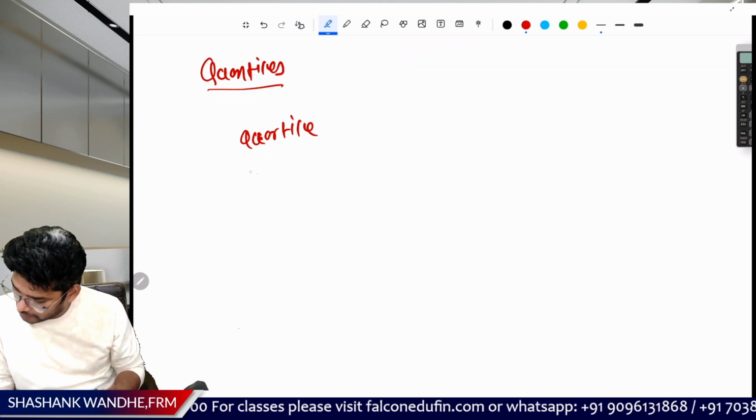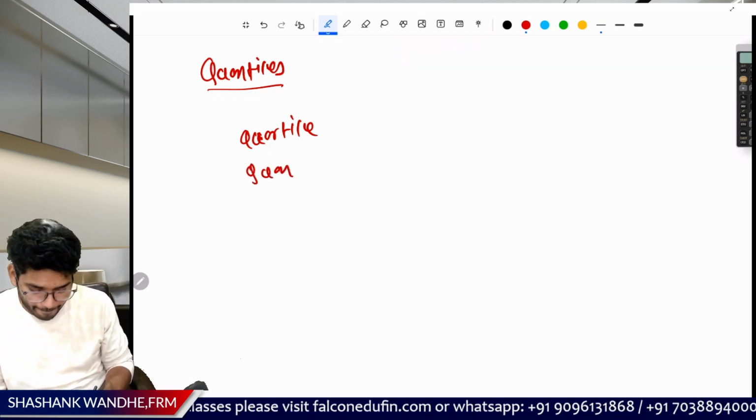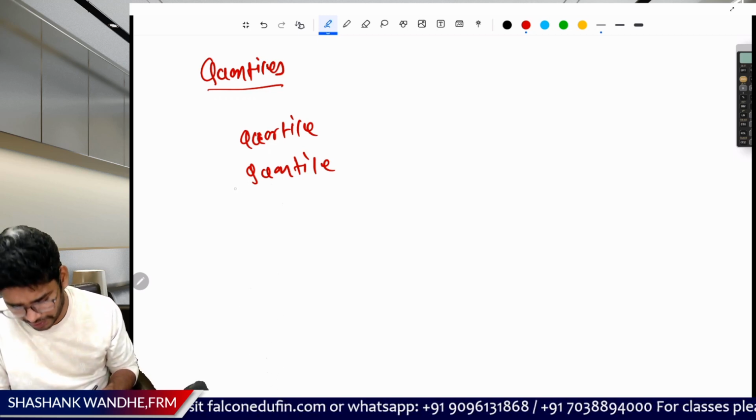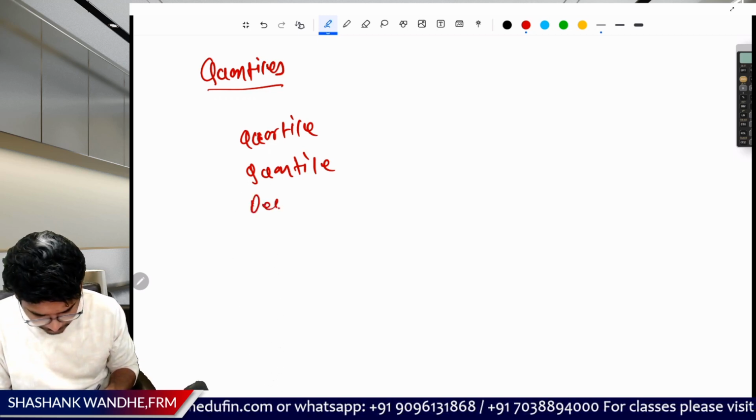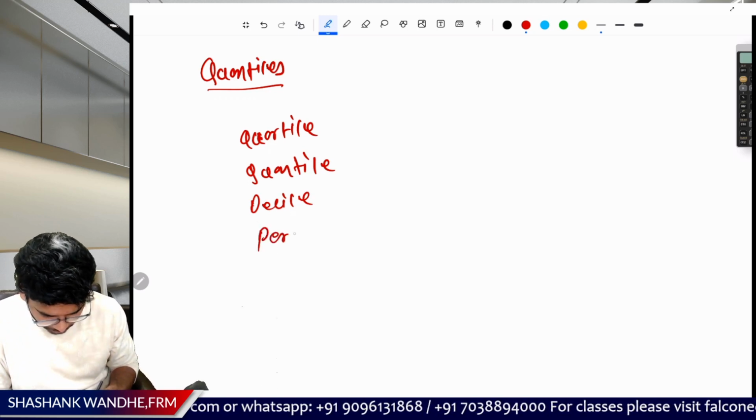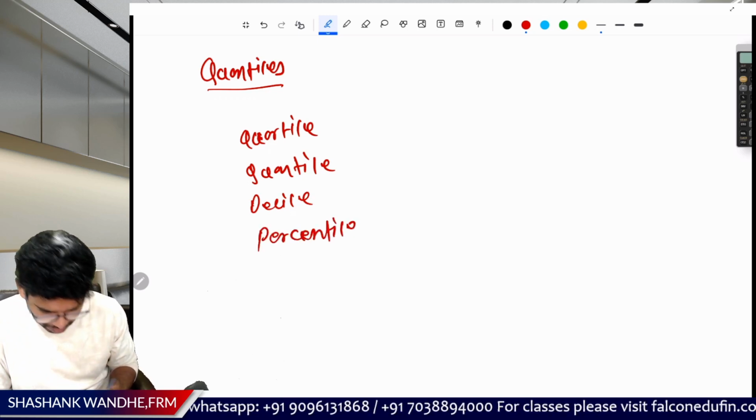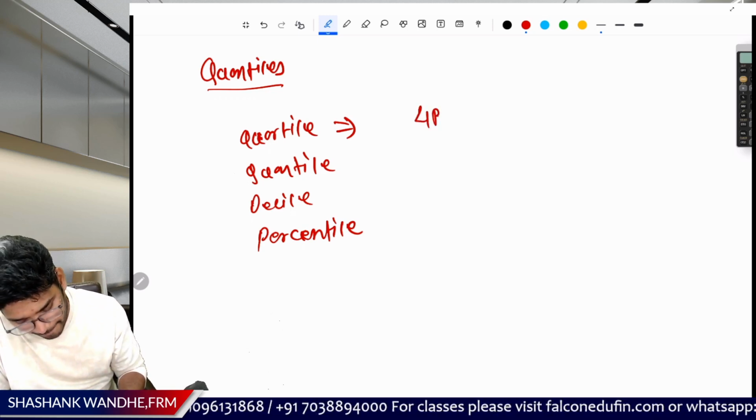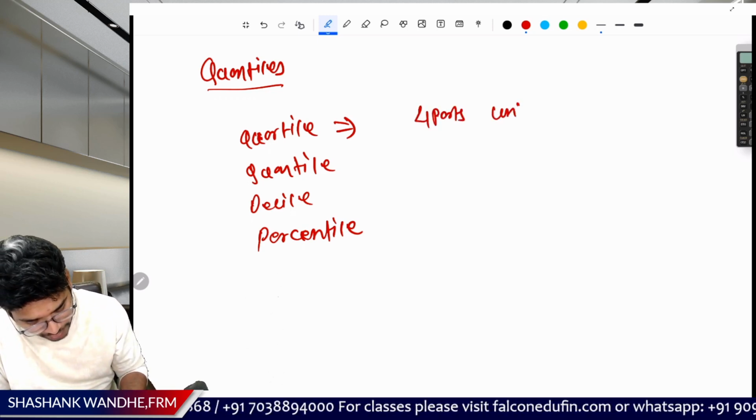then quantile, decile and percentile. Not very important for your exam, I think, but it is good to know. Now you will divide data into 4 parts using 3 cutoff points.